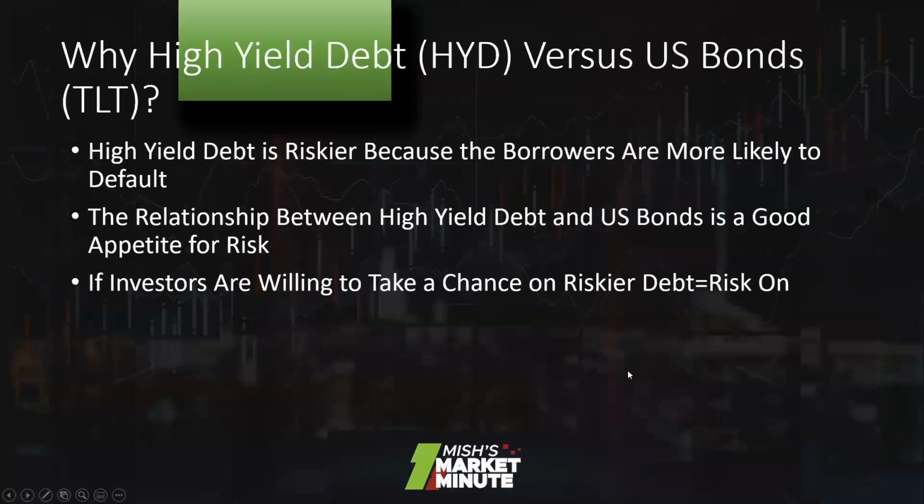Okay, the other relationship we like to look at is high yield debt versus the long bonds. So what's the difference? High yield debt is riskier, right? Because the borrowers are more likely to default. Why? Because you're buying basically companies that have a lot of debt. And they may not necessarily have good balance sheets, but in a risk-on environment, you go there because you're also going to get much more return on your money and higher yield. So that's why in a risk-on environment, people will buy junk bonds.